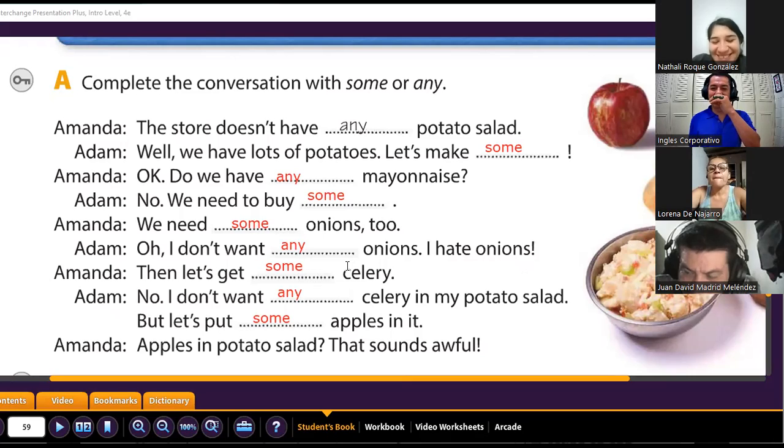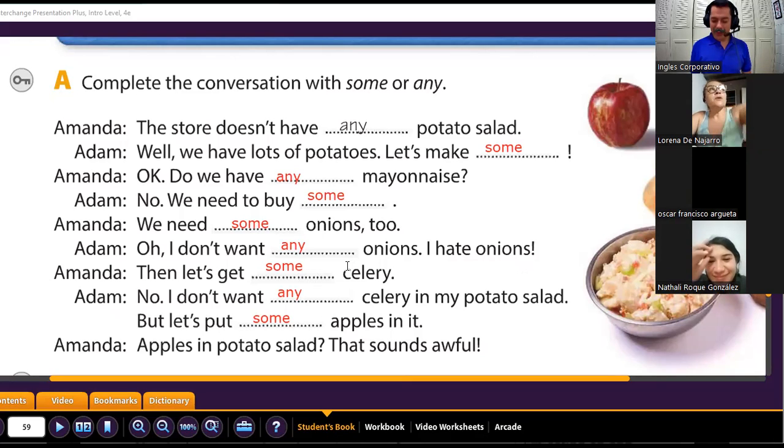Vamos a hacer algo. Natalie, usted me va a participar con Majo y Lorena con Vanessa. Con Vanessa Alejandra, okay? So, Lorena, you're Amanda. And Vanessa, you're Adam, right? Ready? Wait a minute. 1, 2, 3, action.